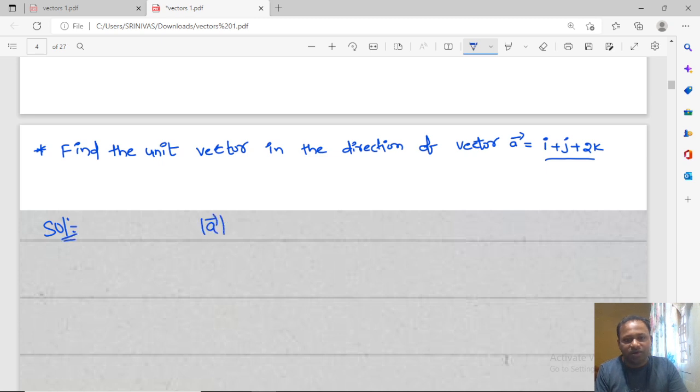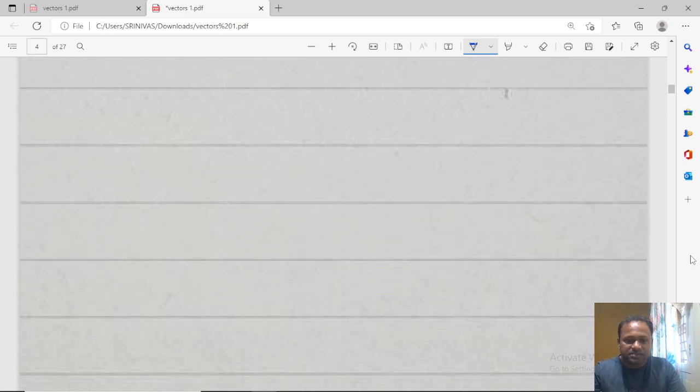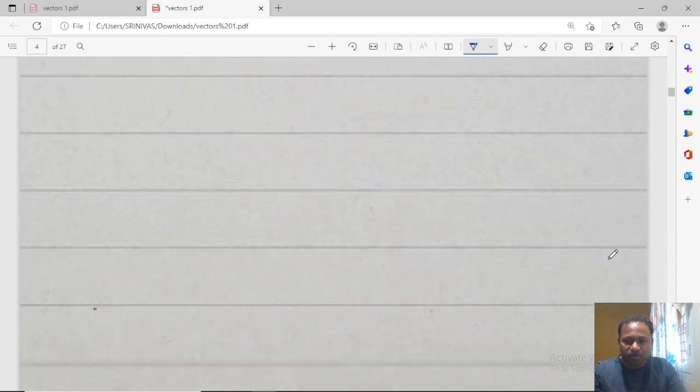Mod A bar is equal to how much? Under root of 1 plus 1 plus 4, because 1 square, 1 square, 2 square, that is 1, 1, 4. So it will be root 6. Substitute there: A cap is equal to A bar by mod A bar, that is i plus j plus 2k cap divided by root 6. Very simple. Next, let us move to one more problem.